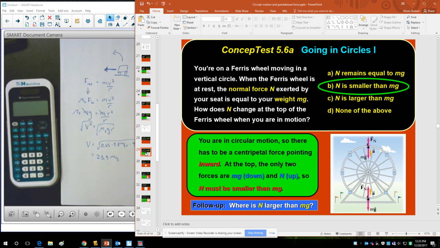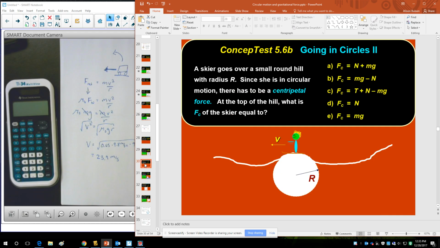Normal force becomes smaller than mg. In order to remain in circular motion attached to that Ferris wheel, there must be a net force on you when you're at the top of the Ferris wheel that points in the downward direction. Your weight doesn't change, but the normal force can change. And so at the top of the Ferris wheel, the normal force needs to be smaller than mg so that you stay in a circular path.